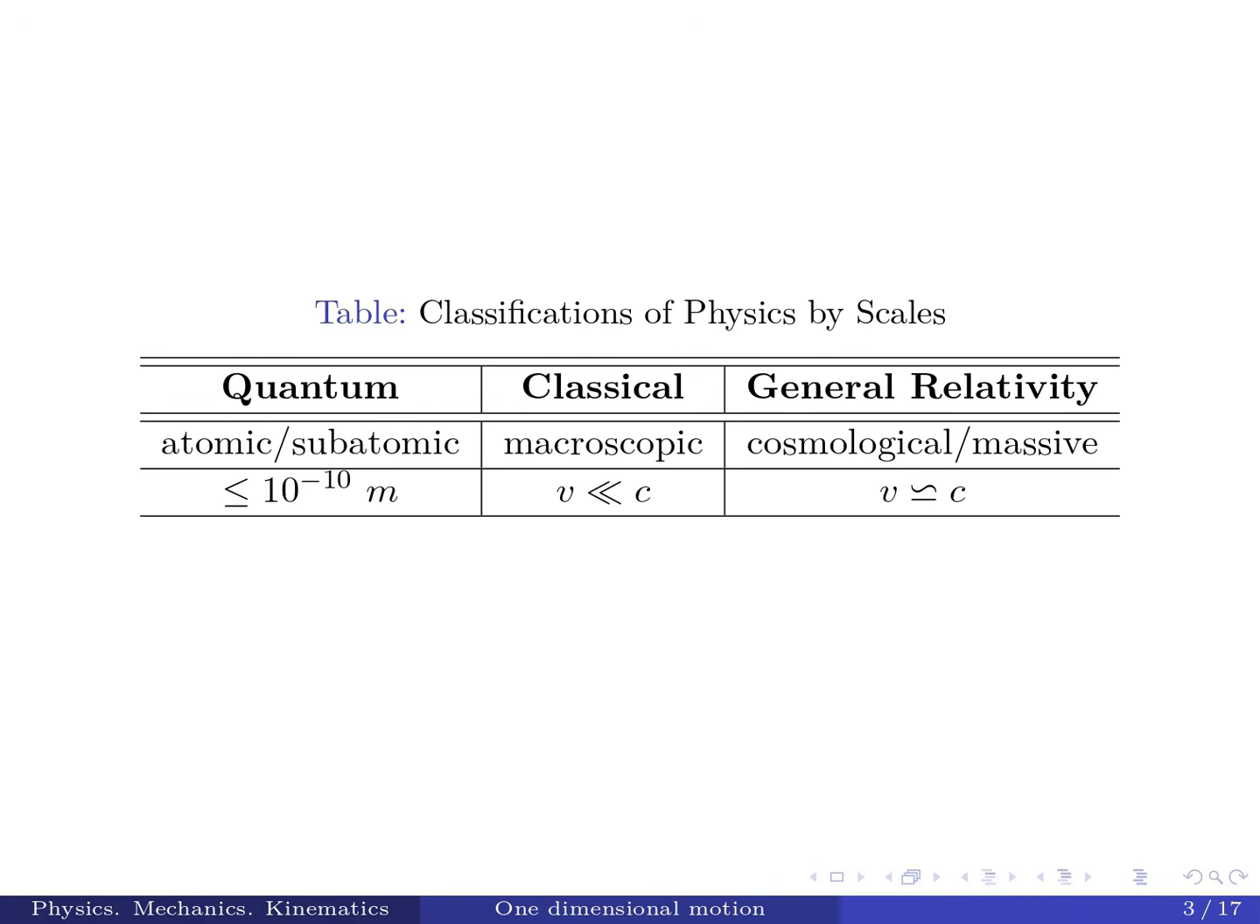General relativity applies to very massive objects and cosmological scales, where gravitational effects are strong, or where objects move at velocities close to the speed of light. In fact, Newtonian mechanics can be regarded as a limiting case of general relativity under low velocities.